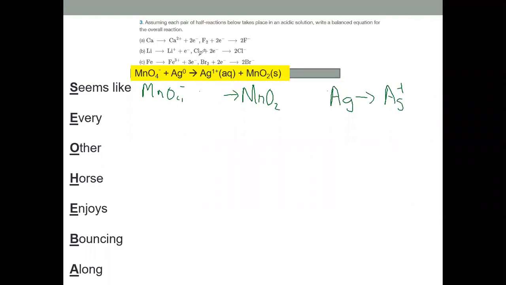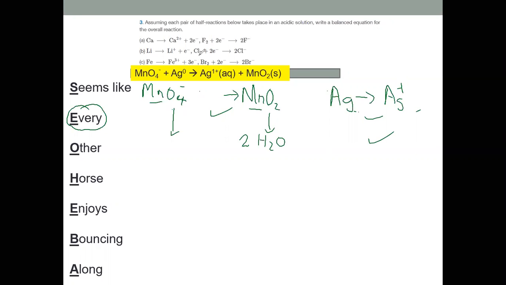Now let's go through and check on the elements. We have to balance the elements other than oxygen and hydrogen. So we've got 1 there, 1 there, 1 here, and 1 here. So that checks. We're good there. Now let's balance the oxygens. We've got 4 oxygens there, and we've got 2 here. So in order to balance that, we're going to have to add 2 waters, are we not? 2 H2Os here, that's okay.